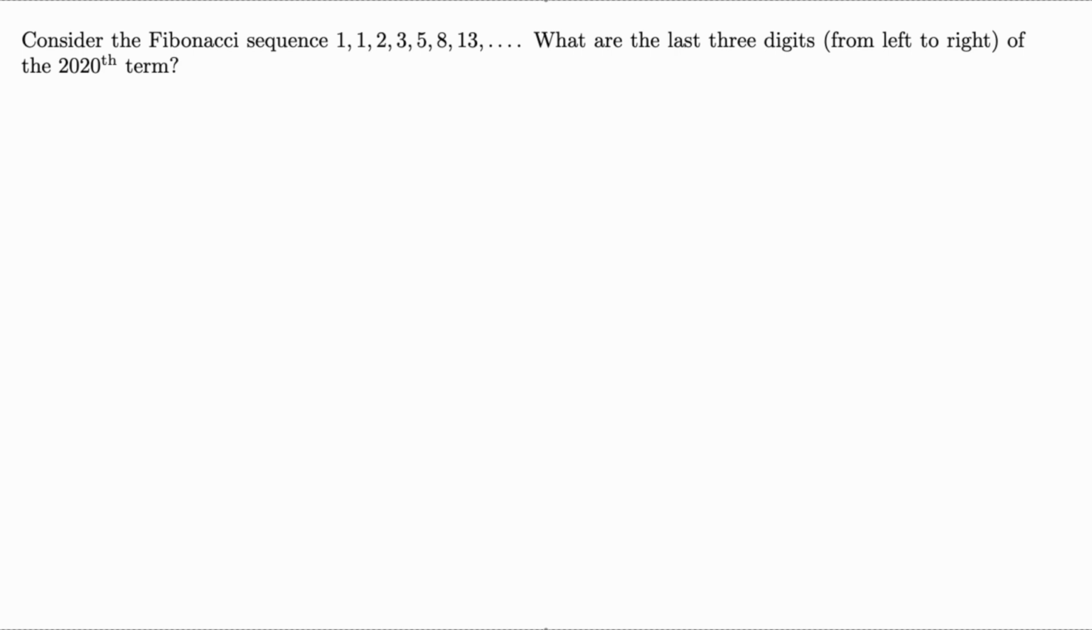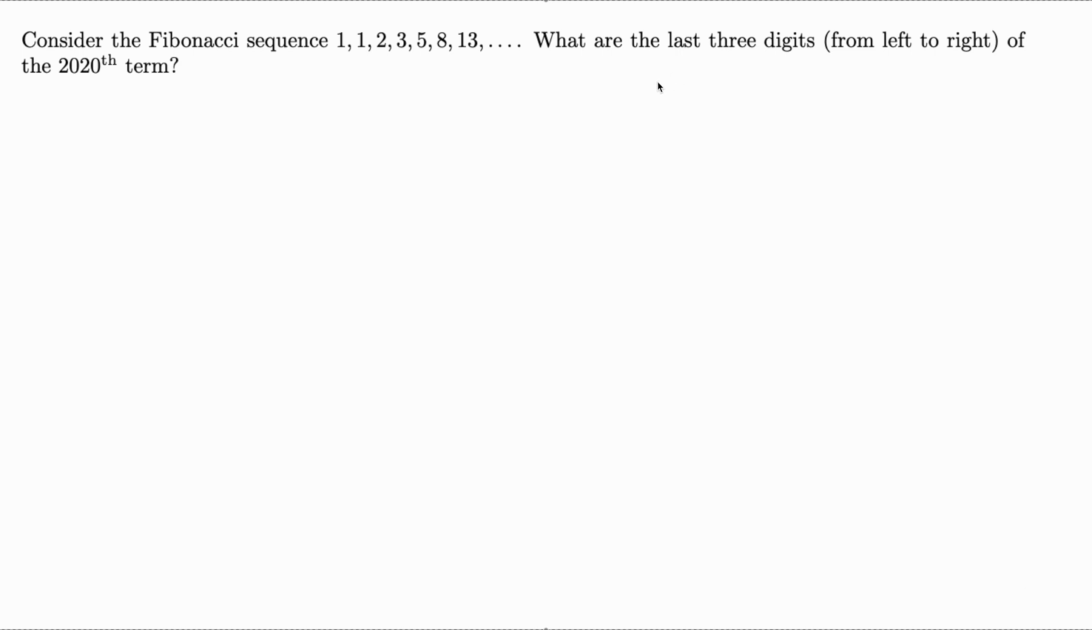So we need to find the last three digits of the 2020th term of the Fibonacci sequence. There are a few things we can try. One is brute forcing and finding the pattern, but I don't think that will work because finding a pattern for the Fibonacci sequence would be really difficult with three digits. So the only choice we have is to use modular arithmetic and then use the explicit formula.